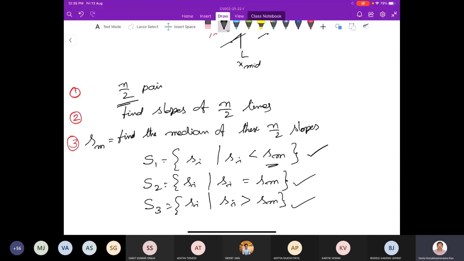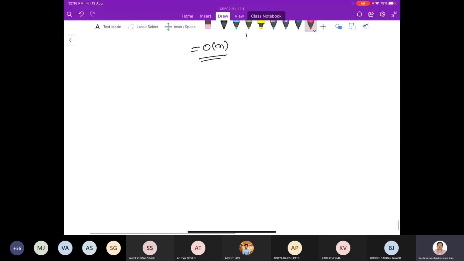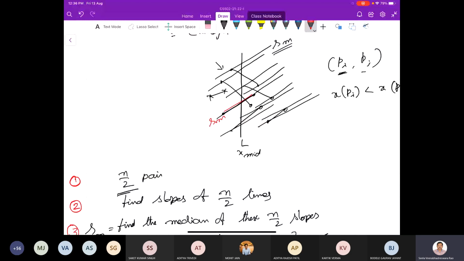Now you divide these pairs into three groups. All the pairs whose slope is less than the median slope, the first one. And all the pairs whose slope is equal to this median slope, and all the pairs whose slope is greater than the median slope. Now, in the next step, we are drawing lines parallel to the median slope through each of these endpoints, and we are identifying the one which is the topmost one.